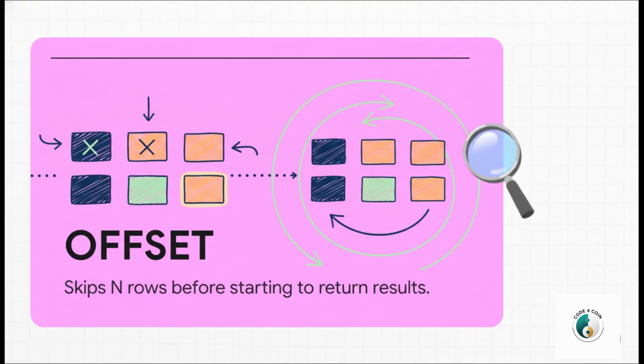Now, what if you don't want the first 3 rows? What if you want the next 3? Maybe rows 4, 5, and 6. That's what offset is for. It tells the database to just skip a certain number of rows before it even starts to think about grabbing the ones you actually want.